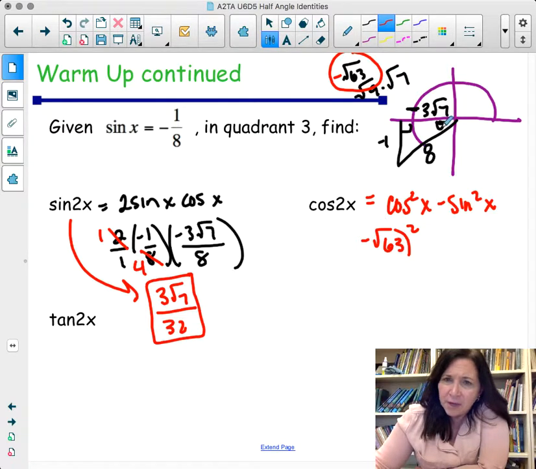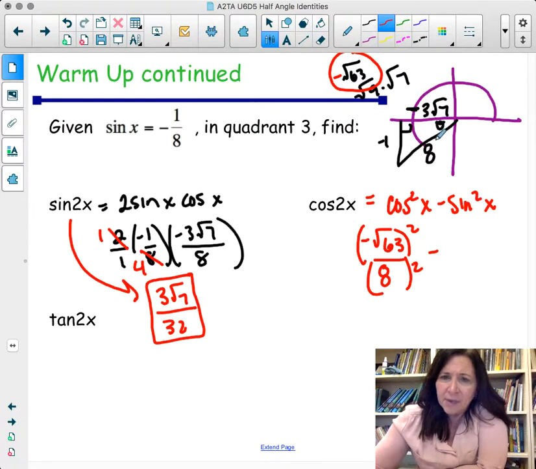So cosine is going to be adjacent over hypotenuse. So that's going to be over 8. That's also squared. Minus sine squared. And sine squared is going to be opposite over hypotenuse. So negative 1 over 8 quantity squared.